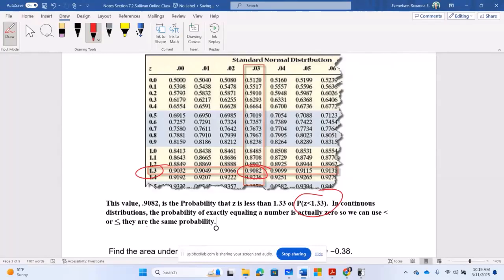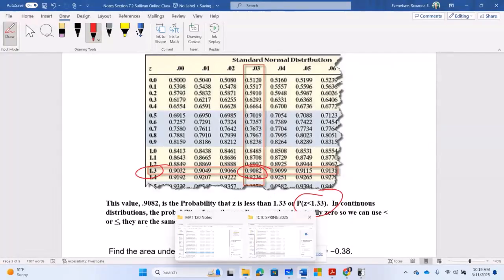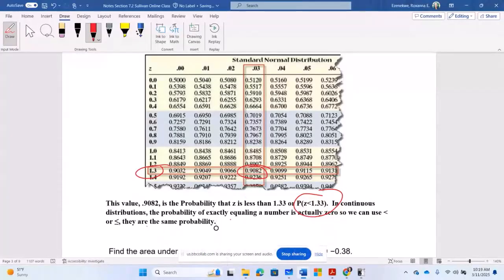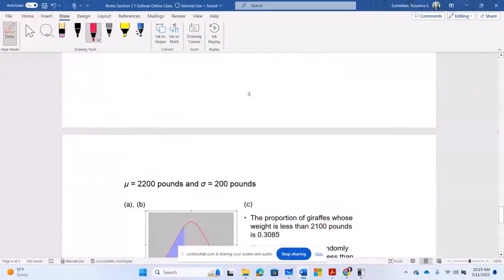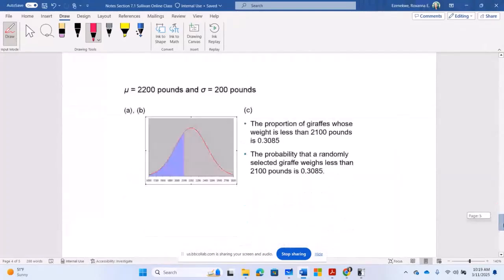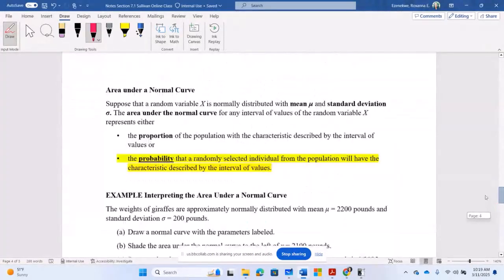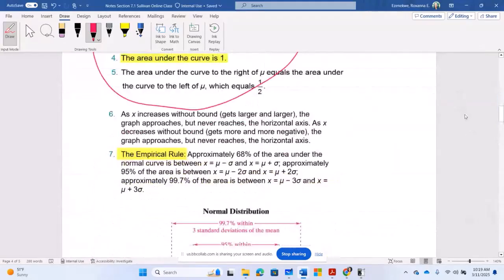Okay, and then you could be told to find the z value. When you're given the z value, you find the area. When you're given the area, you find the z value. Remember that for any question on normal distribution, you need to shade the area.